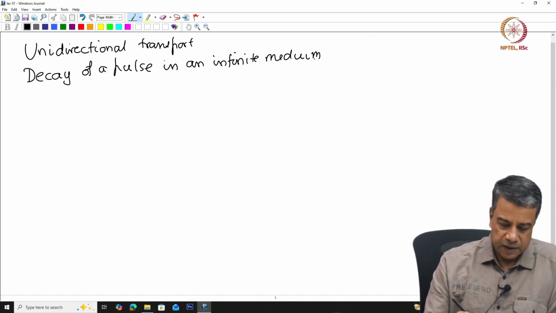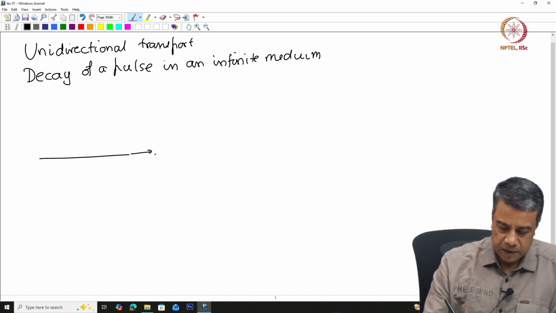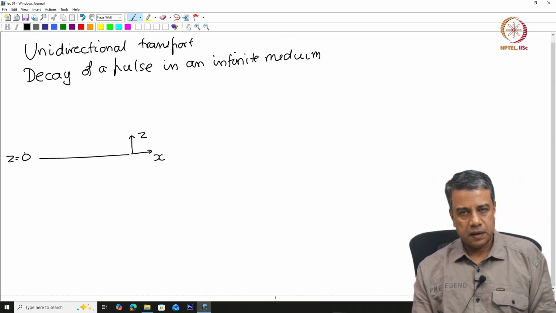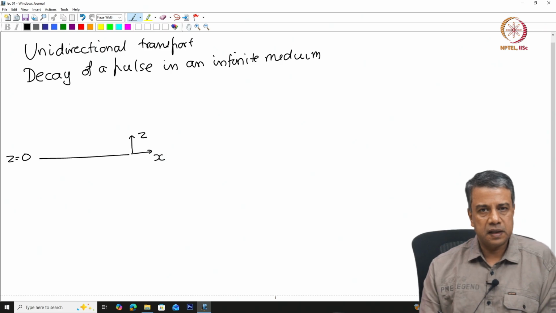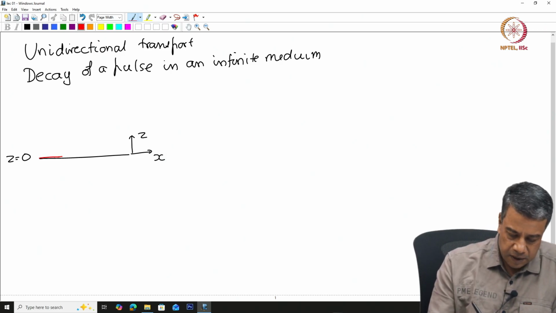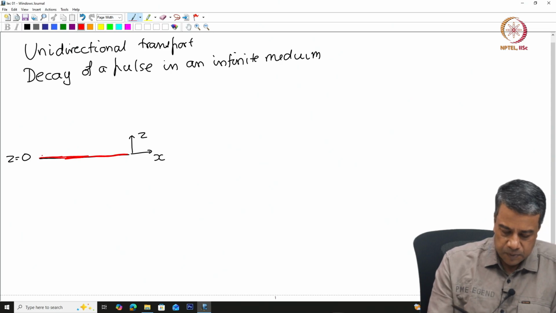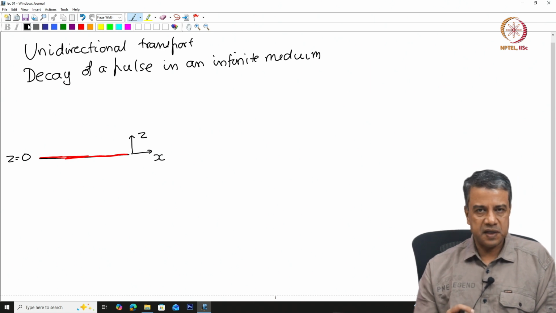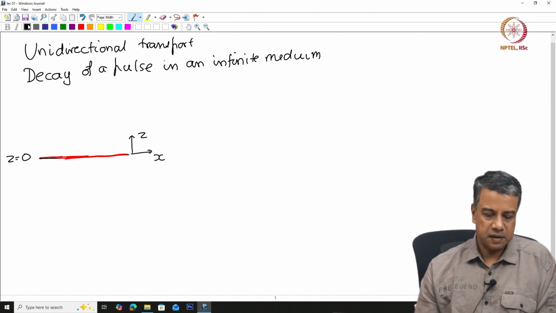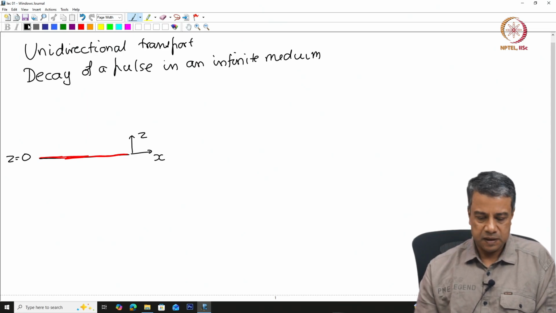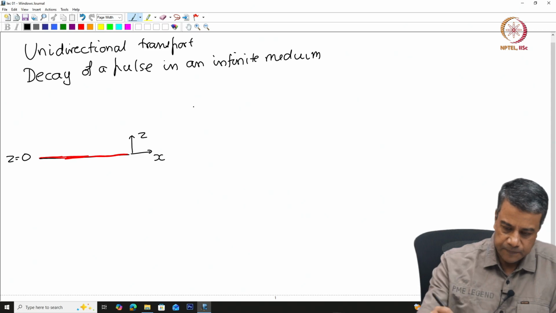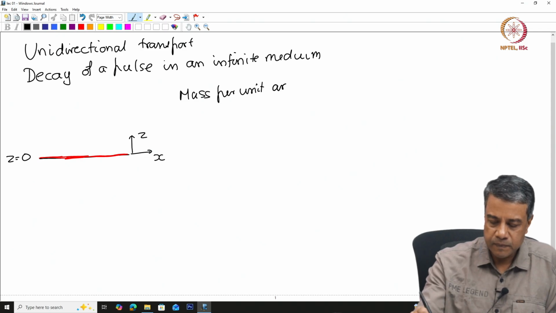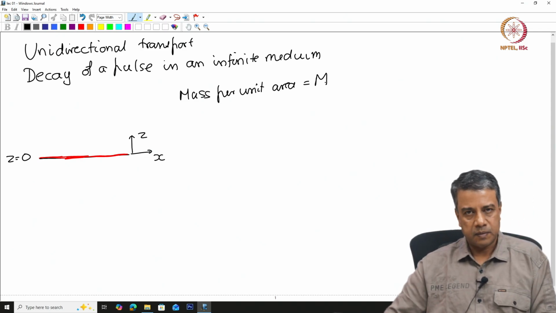So, the configuration consisted of a plane at z is equal to 0, and you have medium extending to infinity on both sides, and at time t is equal to 0, you put a certain amount of mass per unit area into this plane within a spatial interval of infinitesimal thickness. Mass per unit area is equal to m.